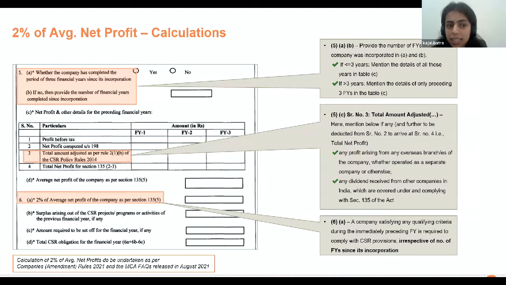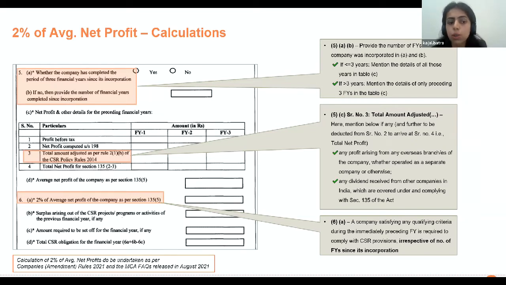Point 6 is asking for details on the total CSR obligation calculated for the year. That is the amount that will be spent by the company during the reporting year, which is 2% of average net profits plus any surplus earned through the CSR projects minus any excess expenditure of the preceding year that will be set off during the reporting period.